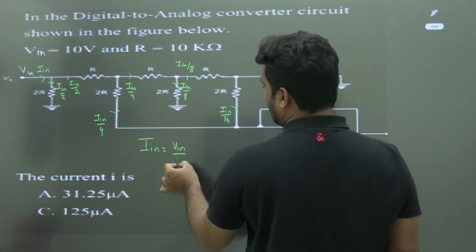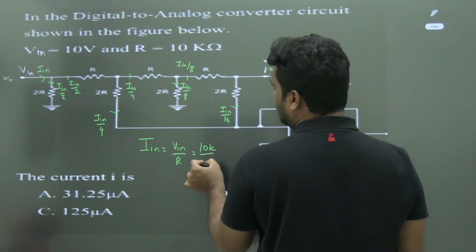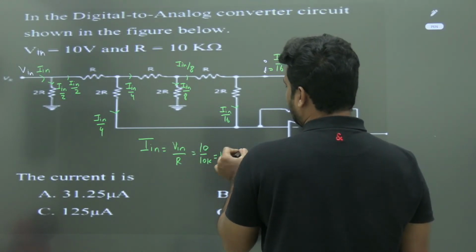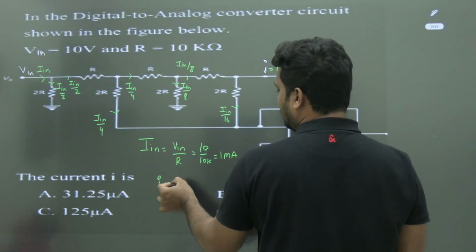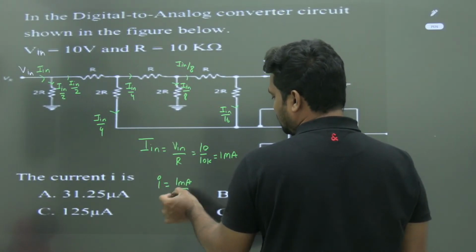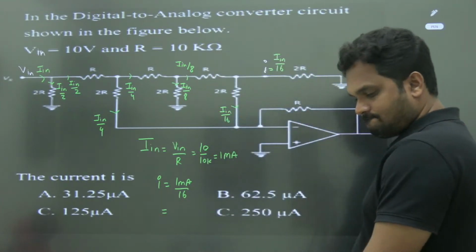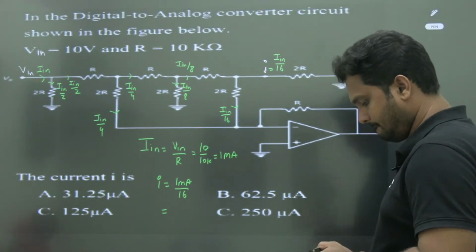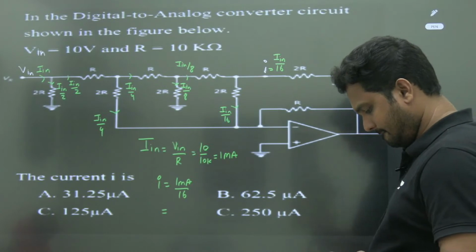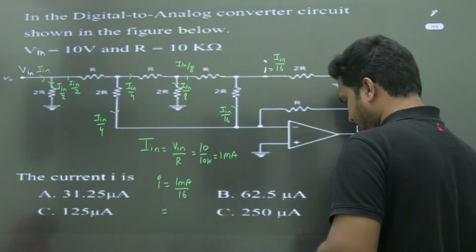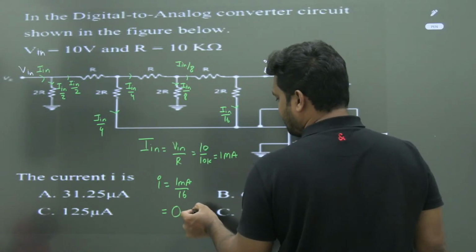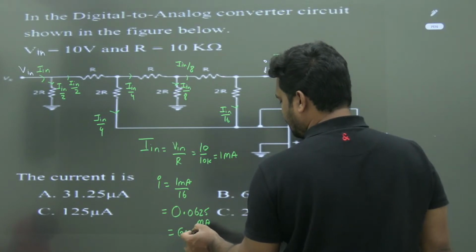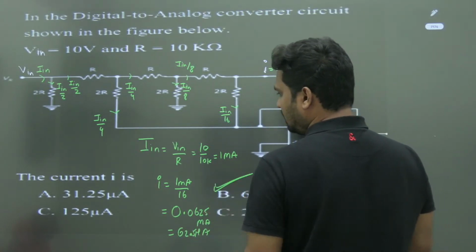V in by R, that is 10 upon 10K, 1 milliampere. So what is the small i? 1 milliampere by 16, 1 by 16. Okay. That is 62.5 microamperes. This is the first question.